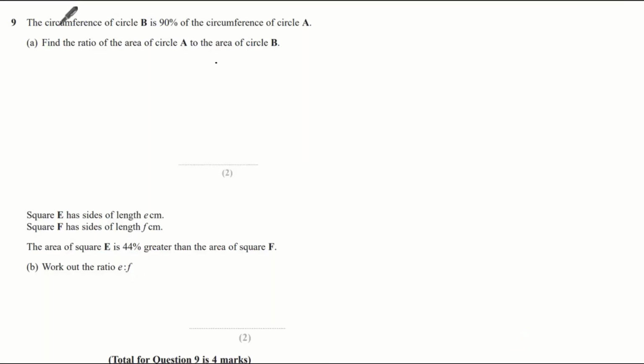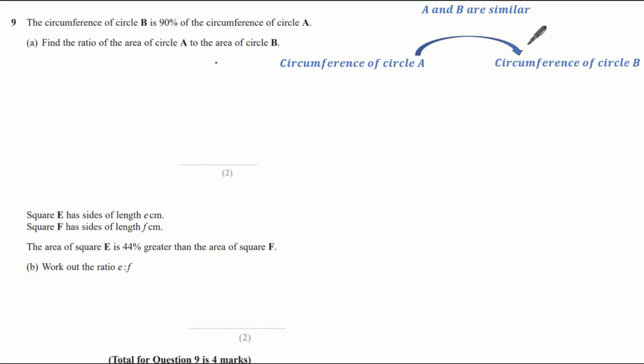Question 9 states that the circumference of circle B is 90% the circumference of circle A. And we're asked to find the ratio of the area of circle A to the area of circle B. So let's identify what we have from our first sentence. Straight away we know that A and B are similar. Looking at the circumference of A to the circumference of B, we know that the scale factor must be 0.9, because the circumference of circle B is 90% the circumference of circle A. So the multiplier of 90% is 0.9.